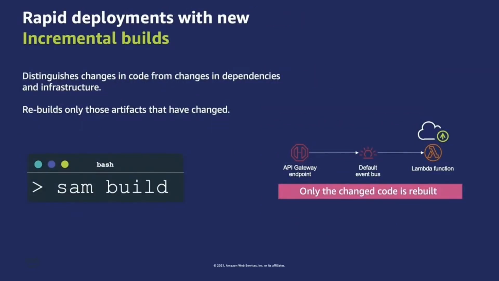So SAM Accelerate, this new component of the SAM CLI, has some new features, right? And I just want to quickly point out some of these new features before I show you how it works and show you it in action. The first thing is that it has a new way of implementing the SAM build command. It's able now to distinguish changes in code from changes in dependencies and infrastructure, and then it rebuilds only those artifacts that have changed.